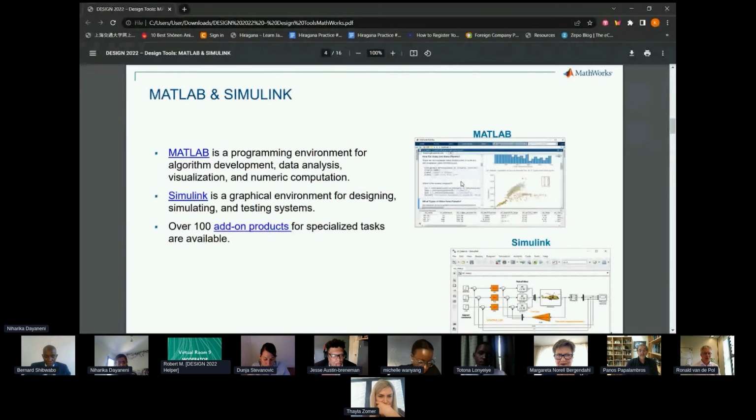And so the 2 main software families that MathWorks develops are called MATLAB and Simulink. MATLAB is a programming environment for algorithm development, while Simulink is a block diagram environment to design, simulate, and test systems.